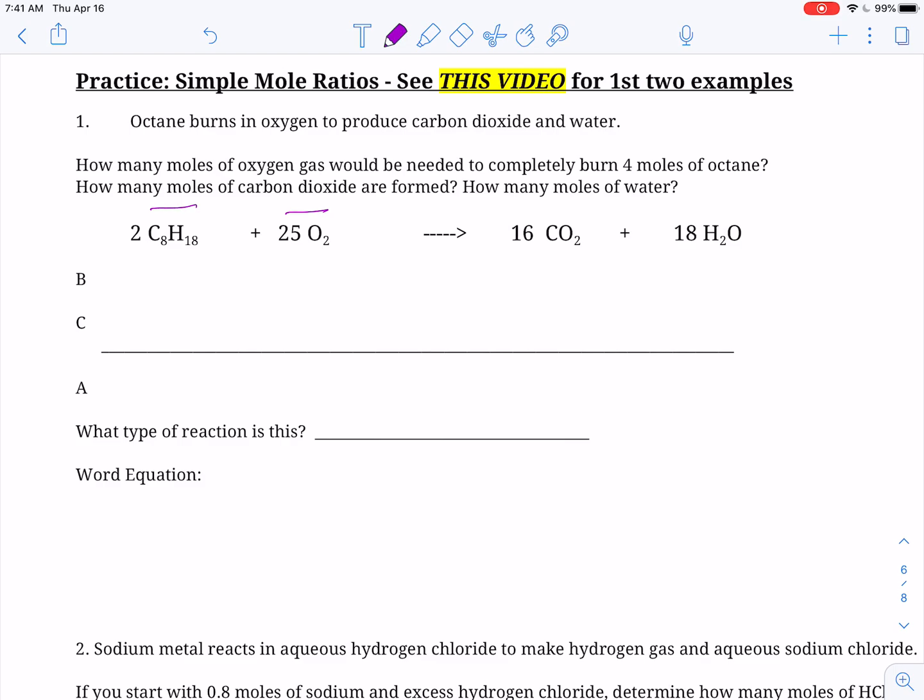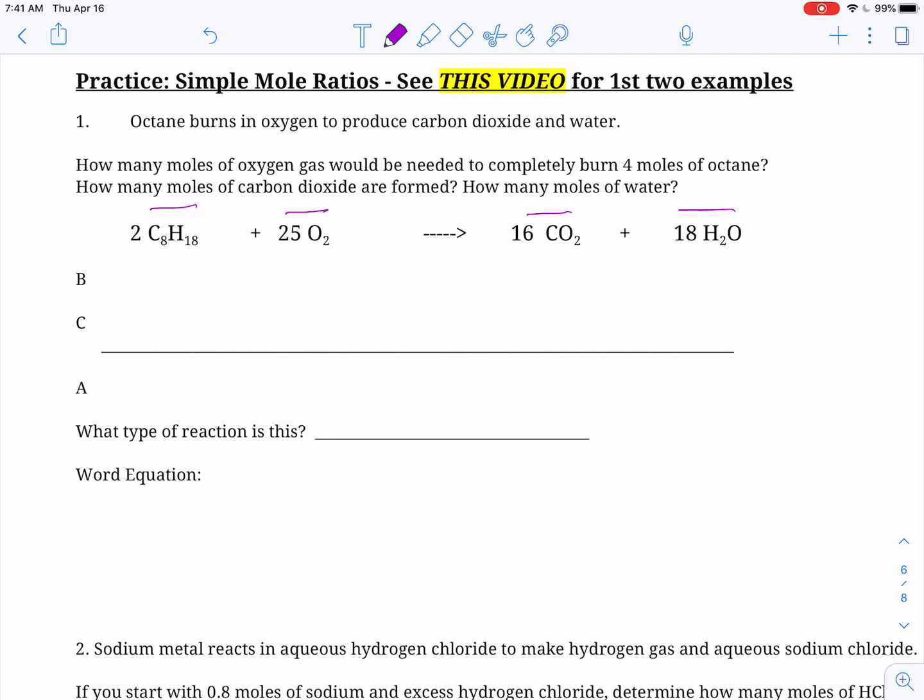This is octane. See how it's C8? That means that's octane, okay? And then how many moles of carbon dioxide and water are formed, all right? So the good thing about the BCA table is you just complete all of the calculations at one time, right? And then you just kind of pick out what you want, all right? Okay, so let's go ahead and look at this.